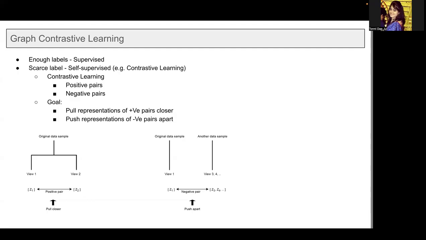So here's how it works. If two views come from the same data sample, then the model learns to pull their representations closer together, meaning it increases their similarity. If the two views come from different samples, then the model learns to push them apart, minimizing their similarity. Through this process, the model captures useful patterns in the data without relying on explicit labels. So that's the basic idea of contrastive learning. Next, we can look at how this framework is typically adapted for graph data.